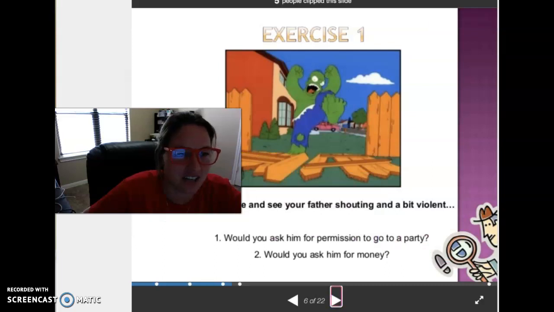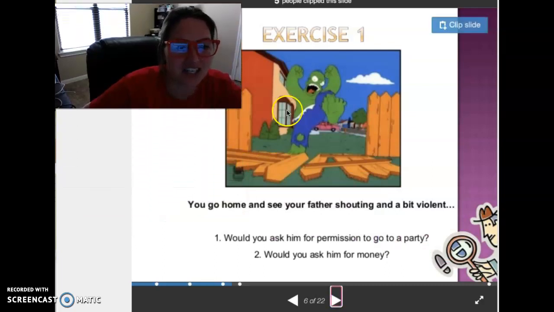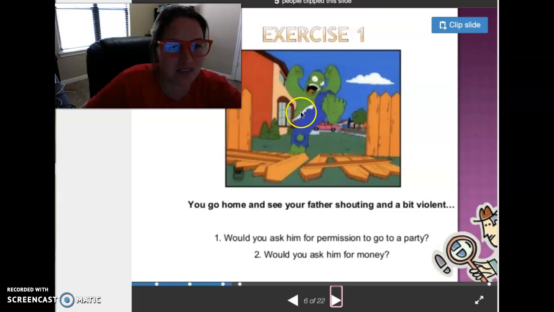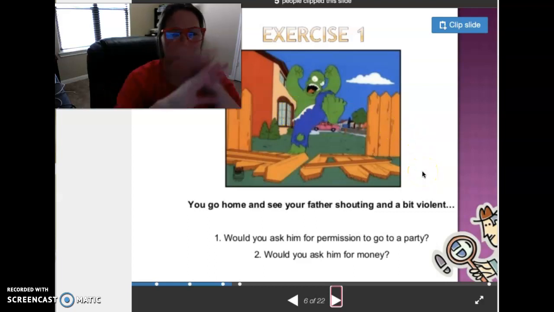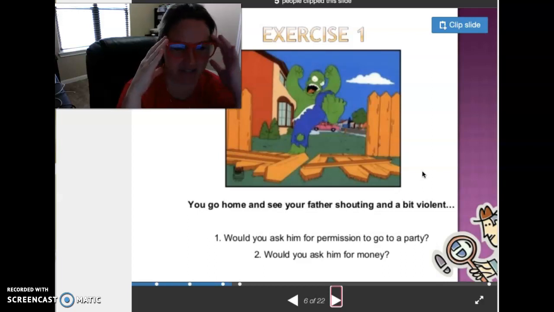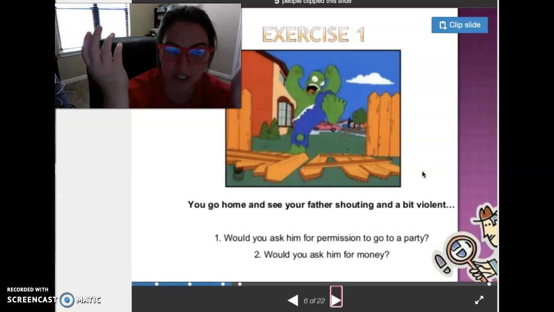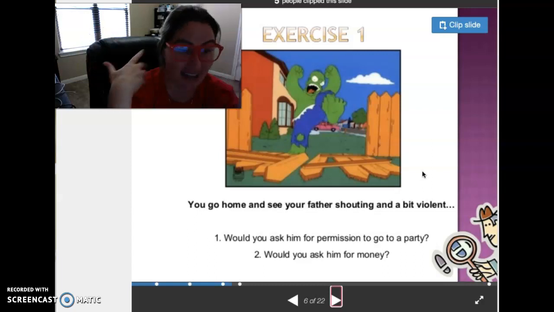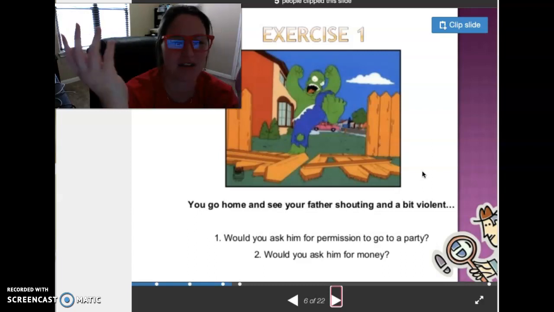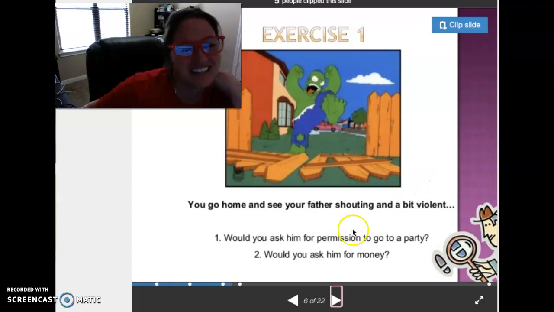All right, so in our first exercise here, you see a hulked out Homer Simpson. Think about this kind of scenario. Look at what's going on in this little comic image here. It says, you go home and see your father shouting and a bit violent. Would you ask him for permission to go to a party? Would you ask him for money? Think about that. Most of you are probably like, I don't have to think about it. Play along.